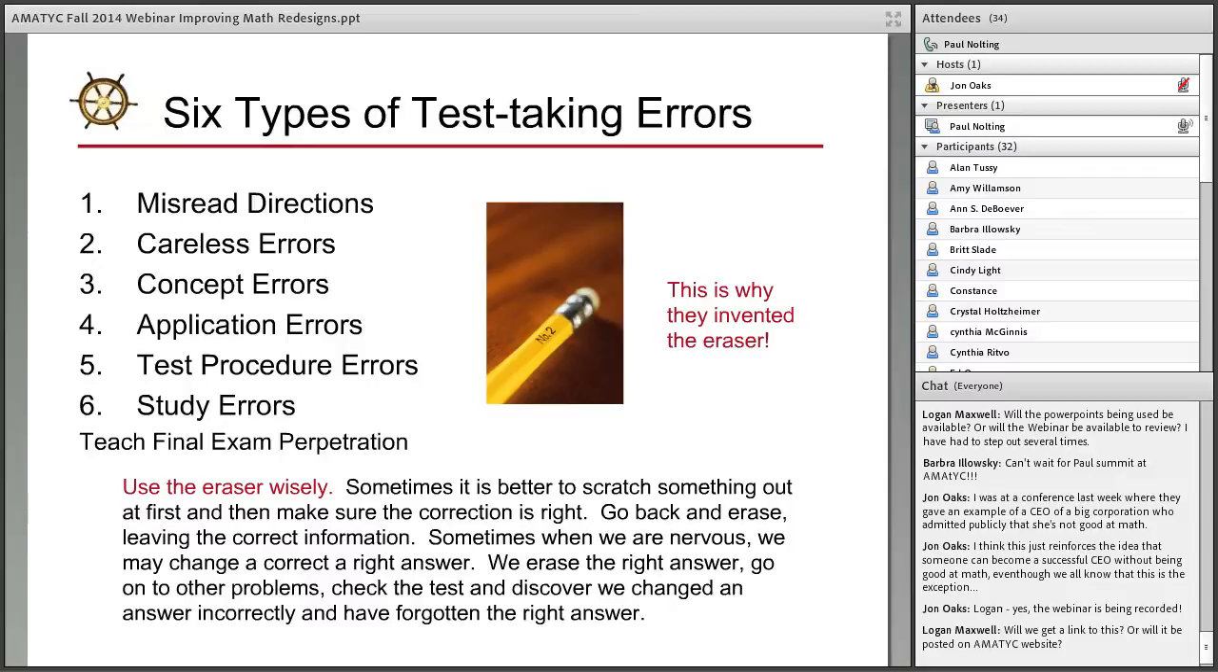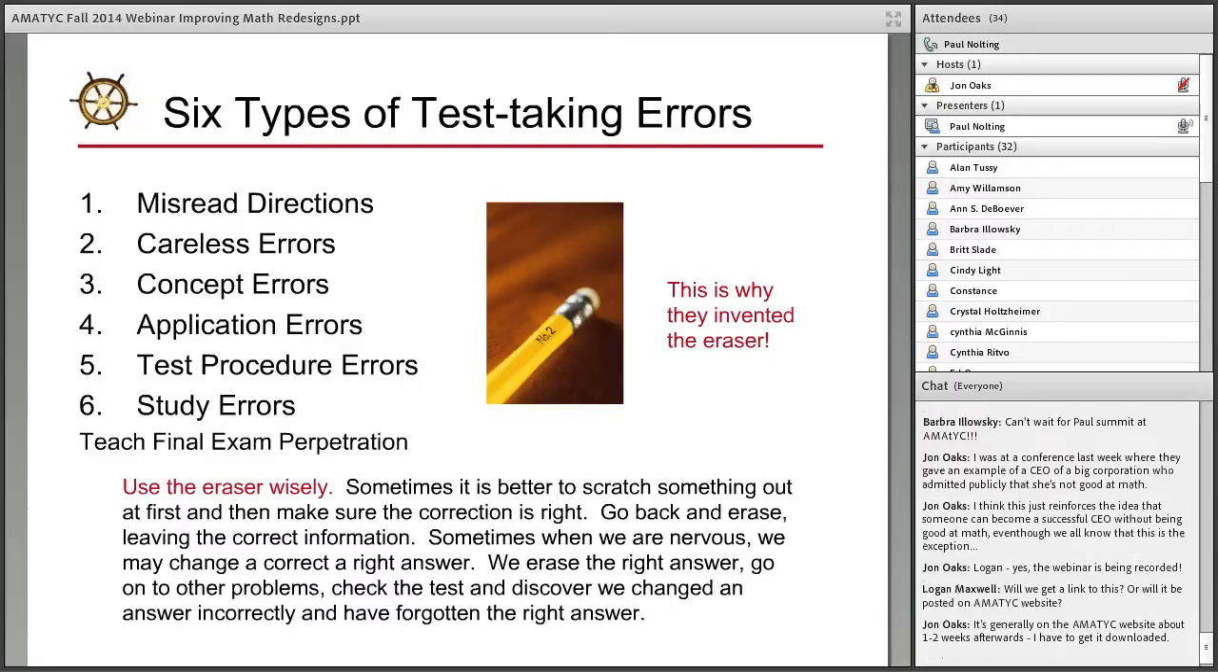It's misread direction errors, careless errors, concept errors, application errors, test procedure errors, study errors, and teaching the final exam preparation type of things. This is it. You have to teach them to understand where they make their mistakes. On my tests, the first couple tests, to get them to do the memory data dump, I have a question that says, this is your memory data dump, write it down, you get 5 points. Later on, I give them 5 points for redoing their test, analyzing it. You can do the whole class at one time and go through everything with them.